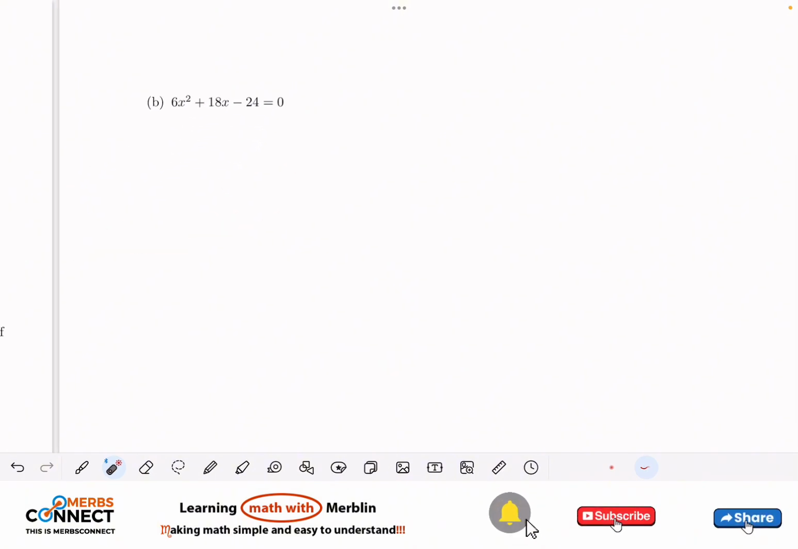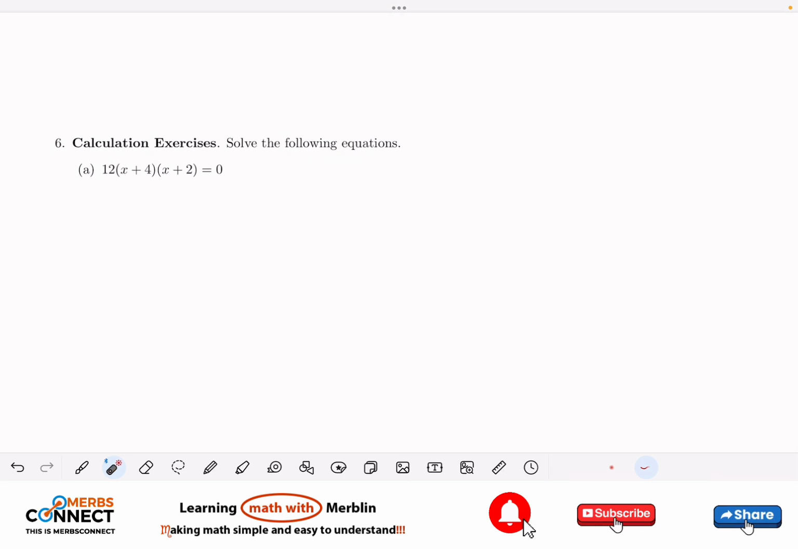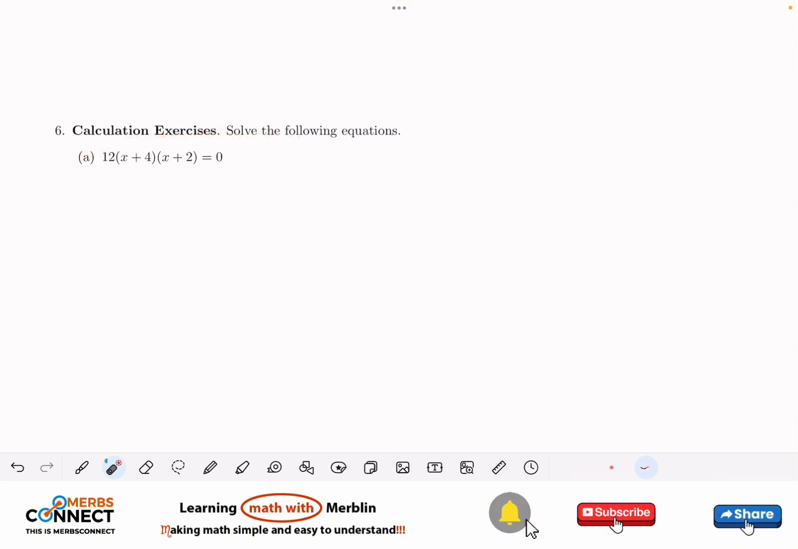So we just do this, right? And then this. So you are finding the x values that will make the function equal. So solve the following equation.